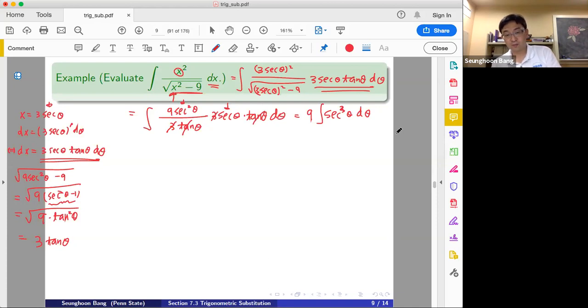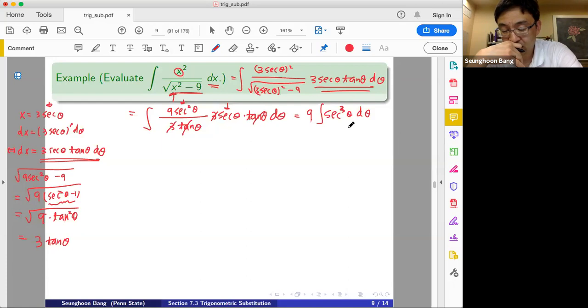So next step. Do you know what is the integral of secant cubed theta d theta? Did you learn this in section 7.2? Did you learn these kinds of things? How can you calculate the integral of secant cubed? Do you have any idea? Please write on the chatting board. If you didn't learn how to solve the integral of secant cubed theta, just write no. I won't explain.